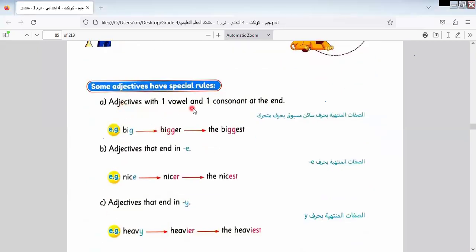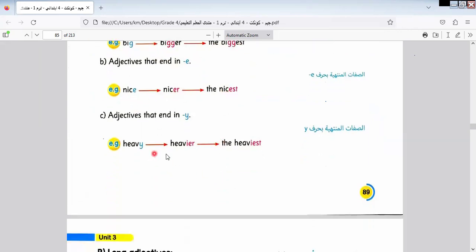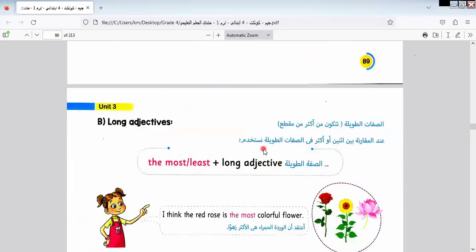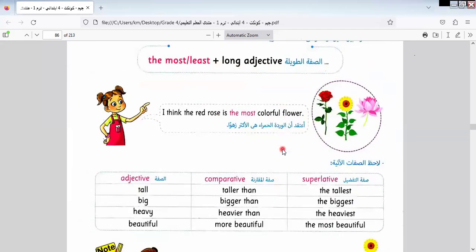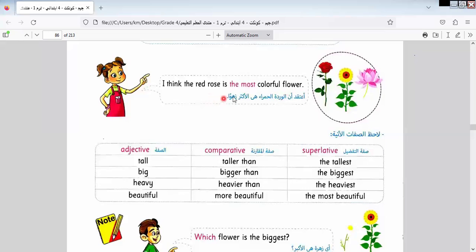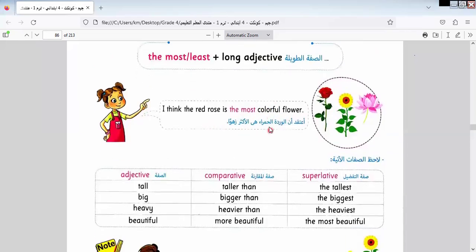Adjectives with one vowel and consonant ended with what? Here is big, bigger, the biggest. Nice, nicer, the nicest. Heavy, heavier: we omit y and add ier to the adjective, and add est in the superlative. The most, the least. This is for long adjectives, as we told you on the previous page. The most colorful, or the most beautiful, or the most anything. So the most and adding the adjective after most.